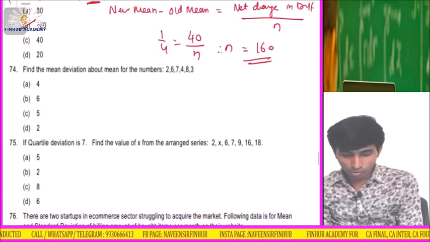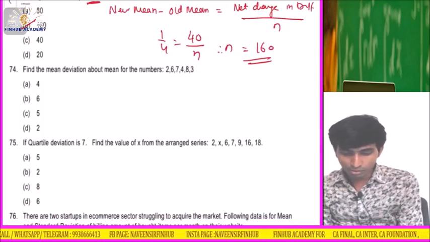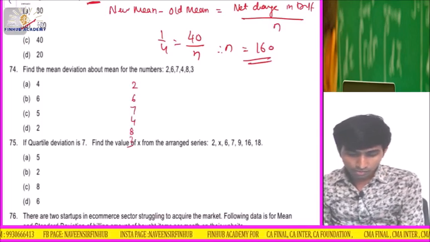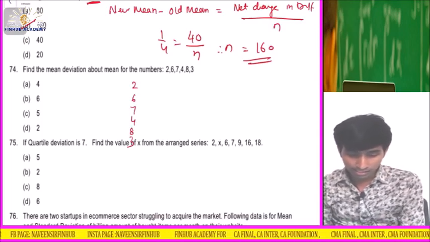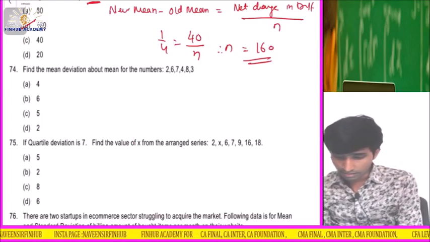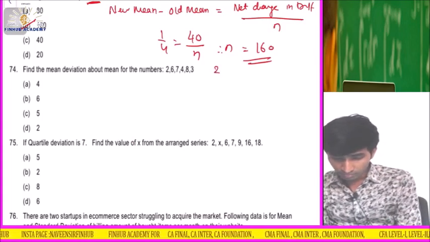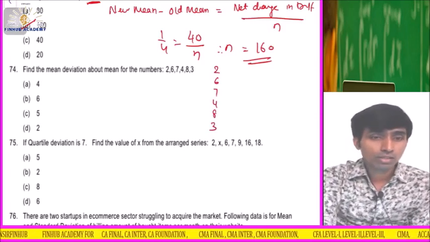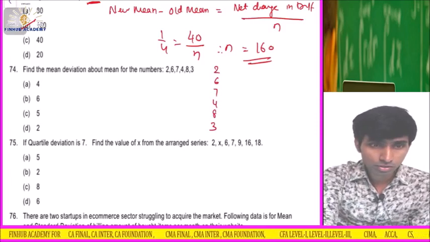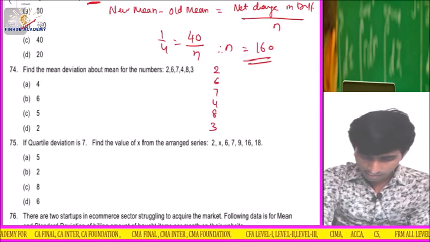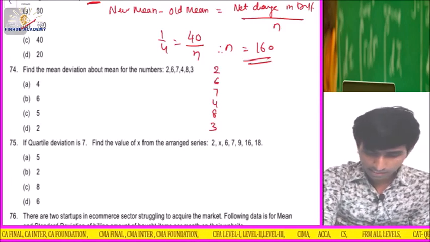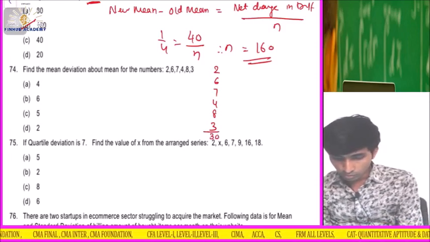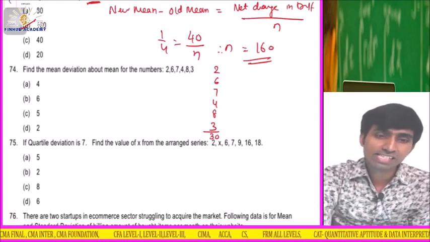Find the mean deviation about mean. Okay, mean absolute deviation about mean they are asking. 2, 6, 7, 4, 8, 3. Okay, let me write it nicely. Let me write it aside: 2, 6, 7, 4, 8, 3. So what is the mean? 2 plus 6 plus 7 plus 4 plus 8 plus 3. The total comes to 30. And 1, 2, 3, 4, 5, 6, so divided by 6, the answer is 5.